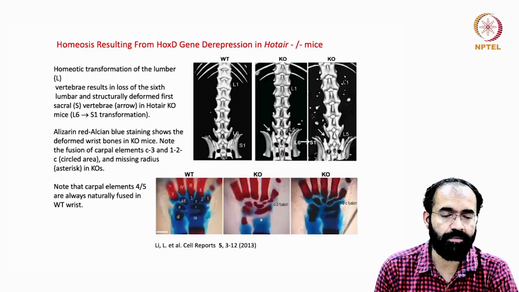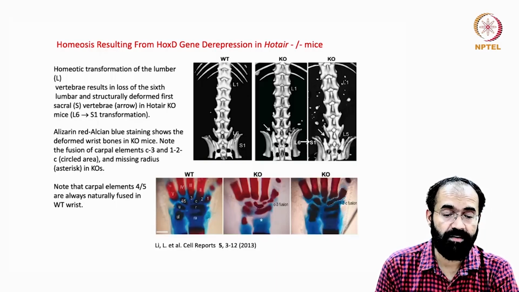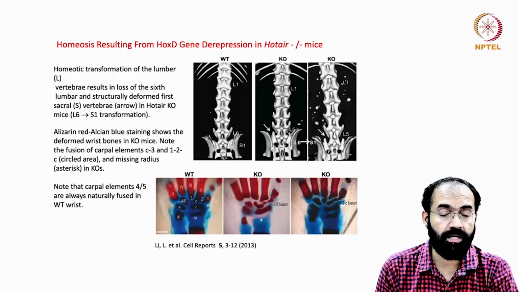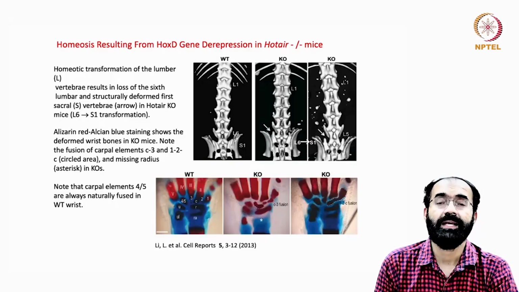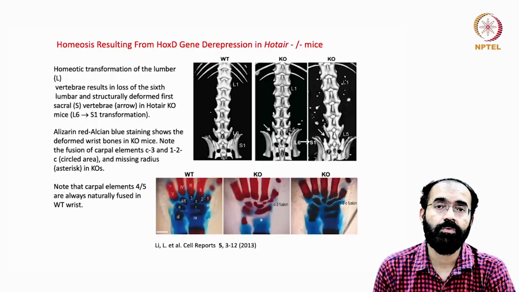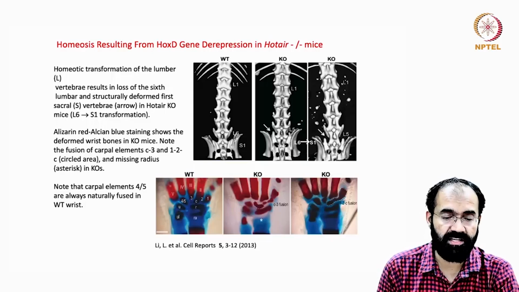So homeotic transformation of the lumbar vertebrae results in the loss of the 6th lumbar and a structurally deformed first sacral vertebrae, that is marked with an arrow, and in HOTAIR knockout mice normally you see L6 to S1 transformation. So the L6, lumbar 6th vertebrae, now is appearing like a first sacral vertebrae. So this is another type of homeotic transformation.